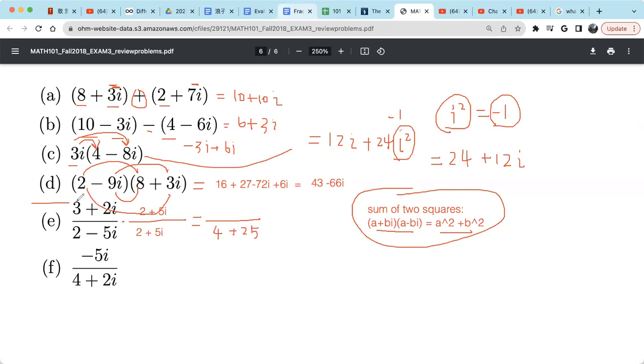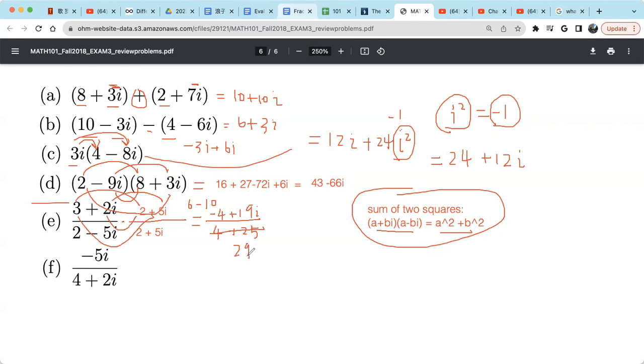In the numerator, for the real part we have 3 times 2, 6. Then we have 2i times 5i. Both are positive, so we get plus 10i squared. Well, i squared is -1, so that becomes minus 10. So for the real part we get -4, because 6 minus 10 is -4. The imaginary part comes from the cross multiplication. 2 times 2i is 4i. 3 times 5i is 15i. 15i plus 4i is plus 19i. Then the denominator, 4 plus 25, is 29.